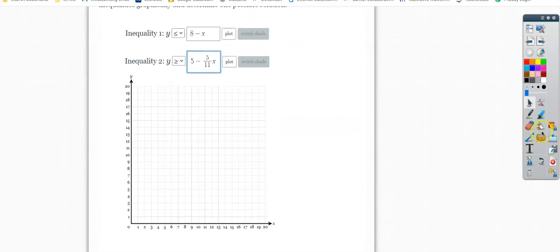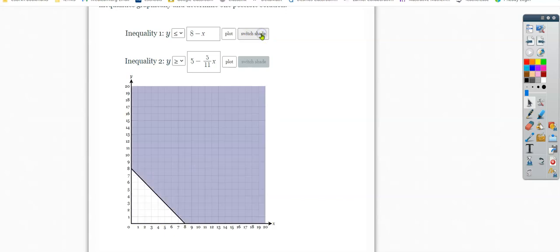Okay, so my first one is 8 minus x. So if I start at 8 here and I click the plot, oh, it plots it for me. Oh, that was nice. And then this one, let's see, how do I want it shaded? I want it shaded less than, right? So as many times as you click this, it will go back and forth. I want less than, so that's here.